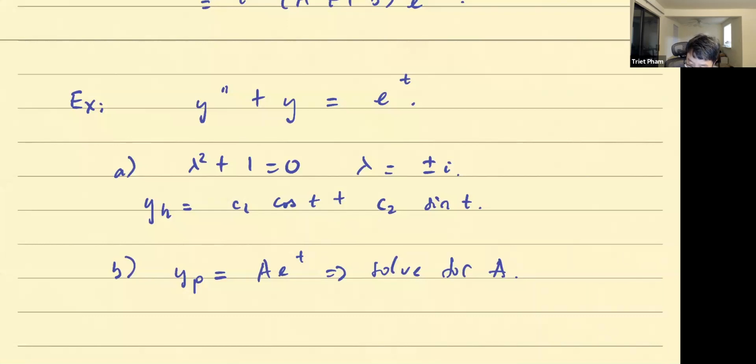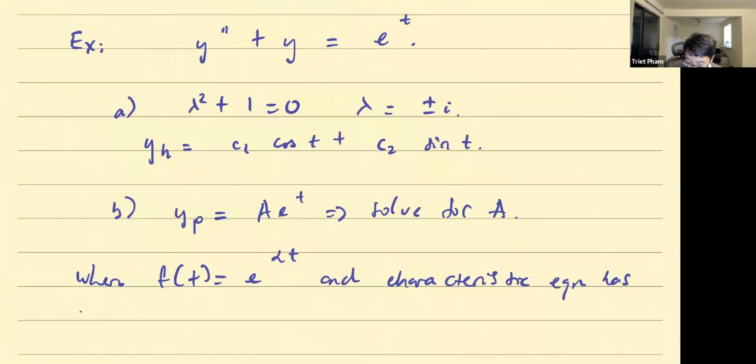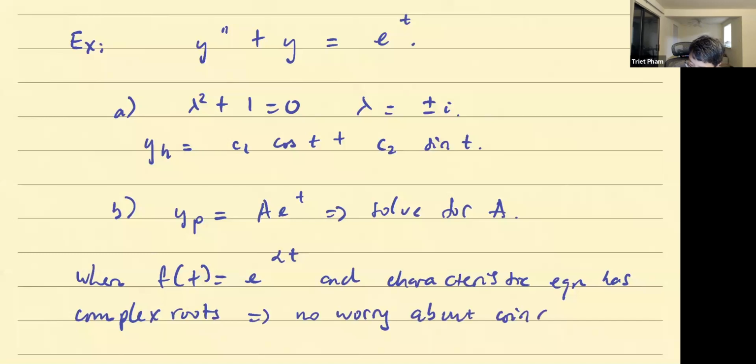Yeah, no, exactly that. So in this case, when the forcing function is e to the alpha t and the characteristic equation has complex roots, then there's no worry about coincidence between YP and YH. Because one is real and one is complex, they cannot be equal to each other. All right. Question?